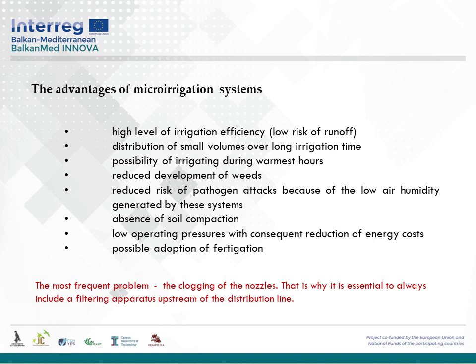However, the micro irrigation systems have their own disadvantages. It of course asks for some starting investments, and indeed the most frequent problem of the micro irrigation systems is the clogging of the nozzles. That is why it is essential to always include filters on the distribution lines of the irrigation systems.